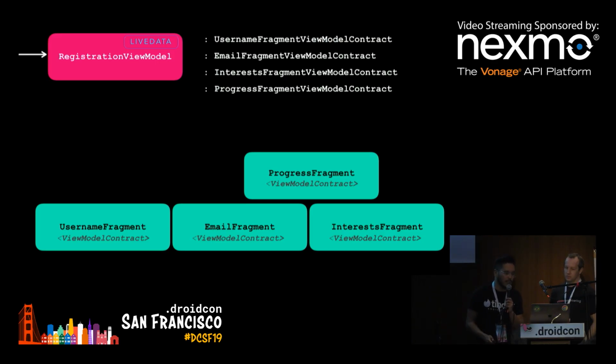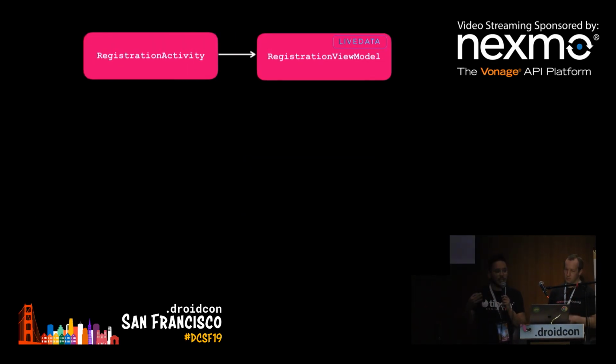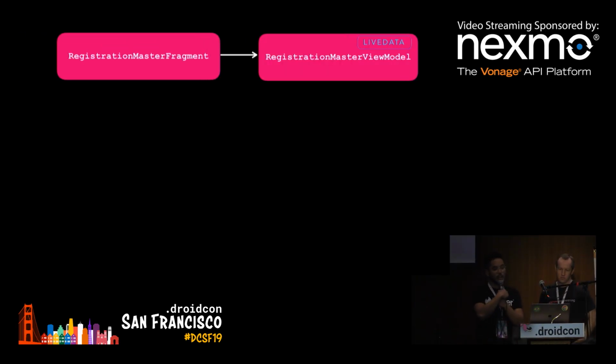But what's really interesting about that is, let's imagine a case where we're putting those fragments aside, and now we need to reuse those fragments in this process inside of another fragment, because now we're on a tablet or a Chromebook and our app is much more complex, and we want to be able to have the same flow but inside of a fragment now. And now it's a registration master fragment and a registration master view model.